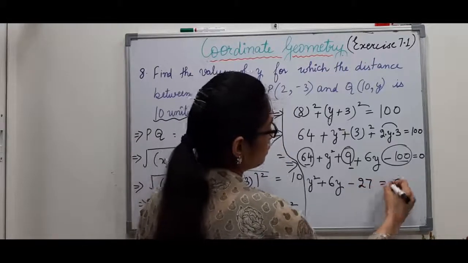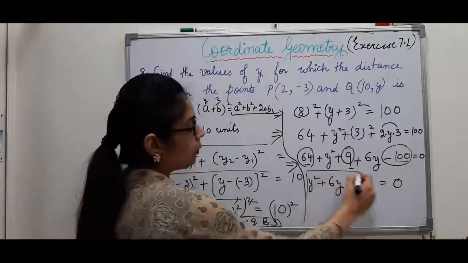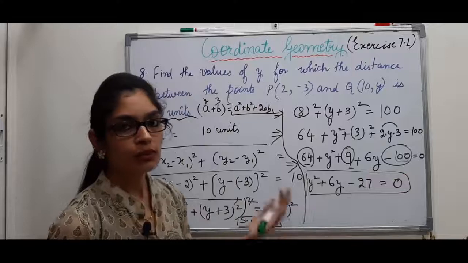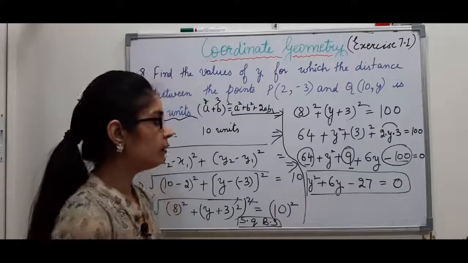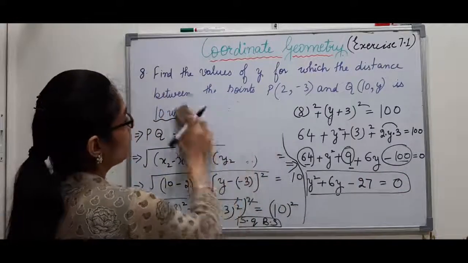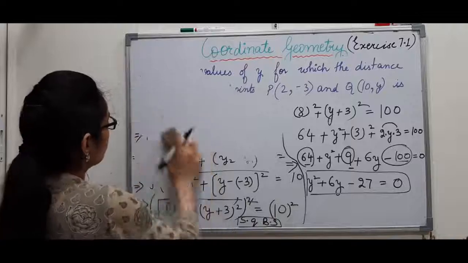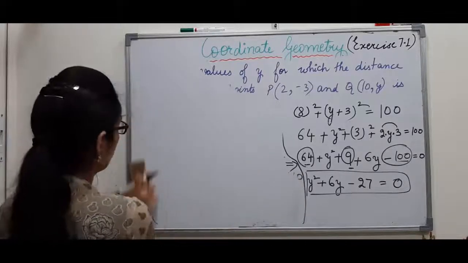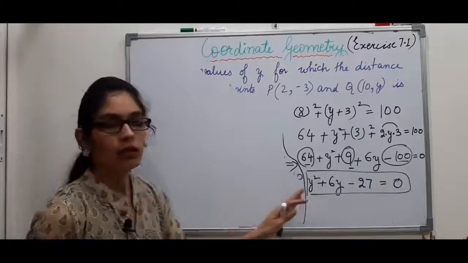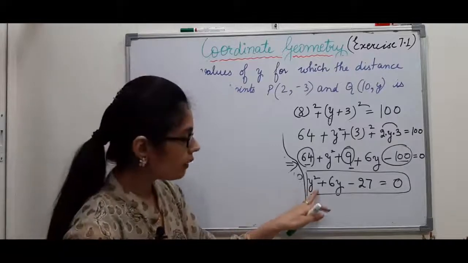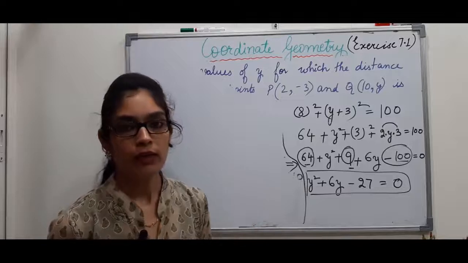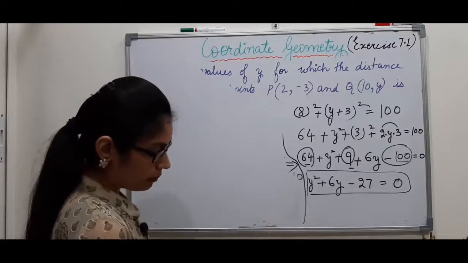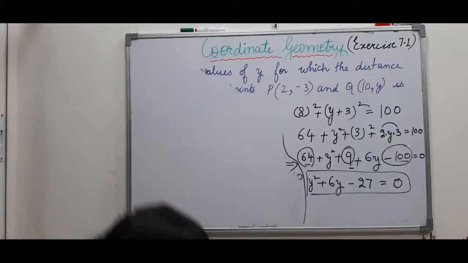is equals to 0. Now I have got one quadratic equation, you can see. Now we can solve this quadratic equation and find the values of y. Now we can solve it by splitting the middle term. For a quadratic equation we will get two values of y. So this we will solve by splitting the middle term.